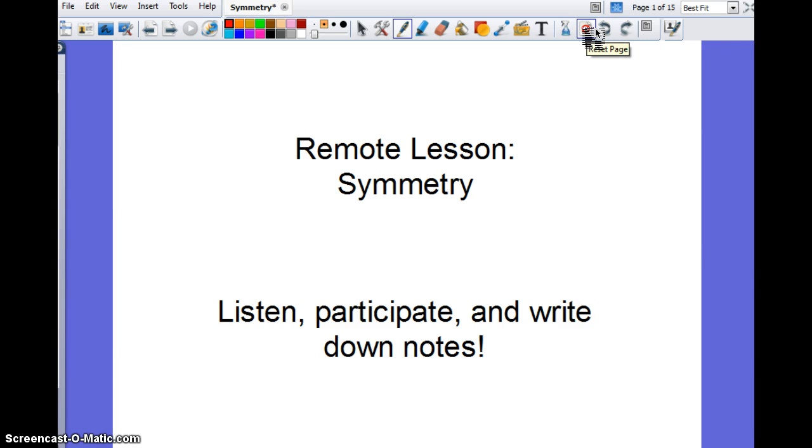Applied geometry. So this is a lesson on symmetry. Please make sure that you have in front of you the notes. They're actually the lesson slides so that you can follow along with me. Make sure you write down everything that I write up here in your notes and keep them with you so that you can do the exit slip and the homework at the end of the lesson.